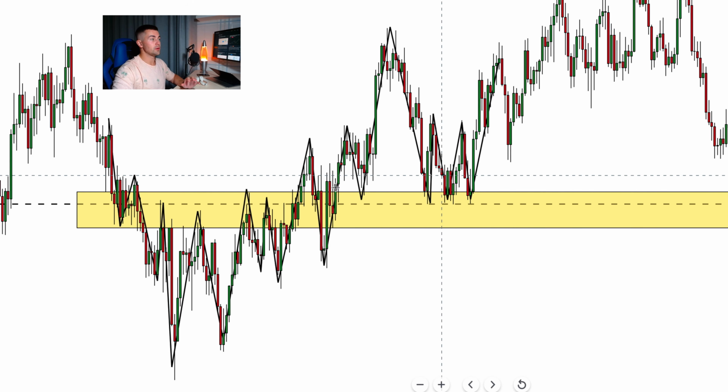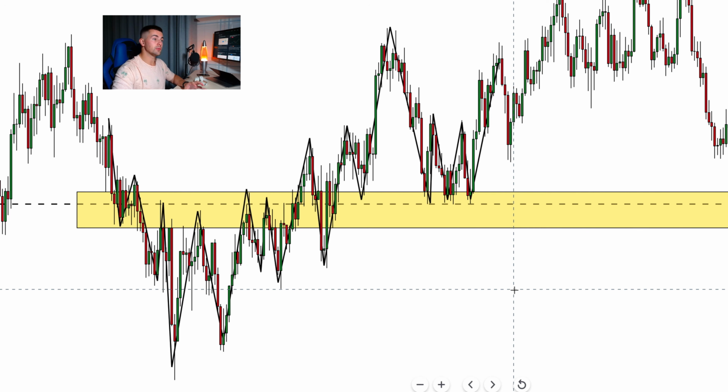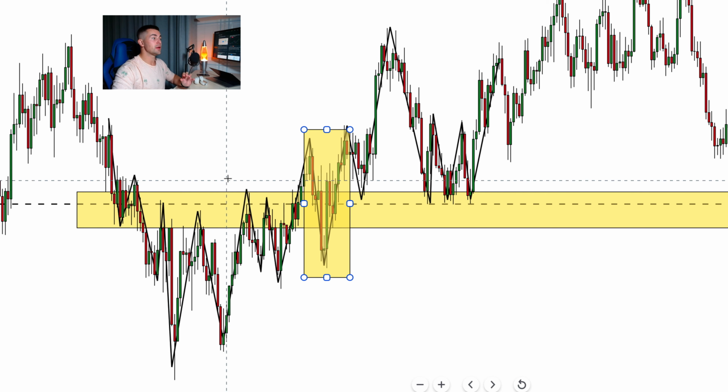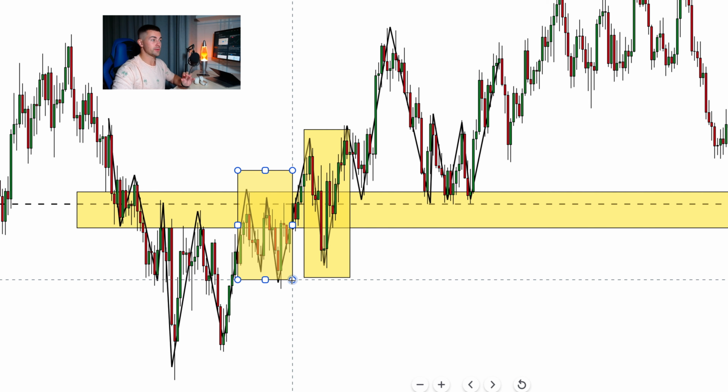So you can see that in the past, that structure was tested many times, and it was a very strong resistance, it was a very strong support. But when you trade, when you make predictions, it is very important for you to remember that what matters the most is the recent price action. It means, for example, that that price action right here is more important than that price action.